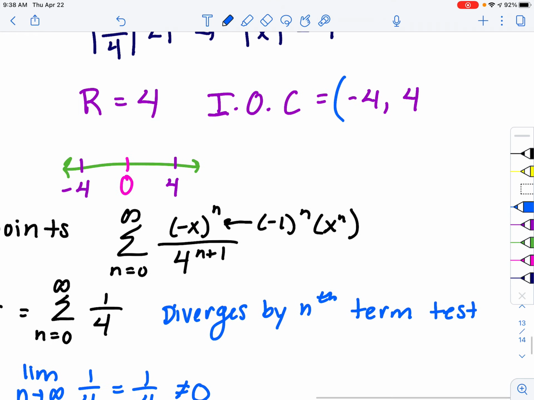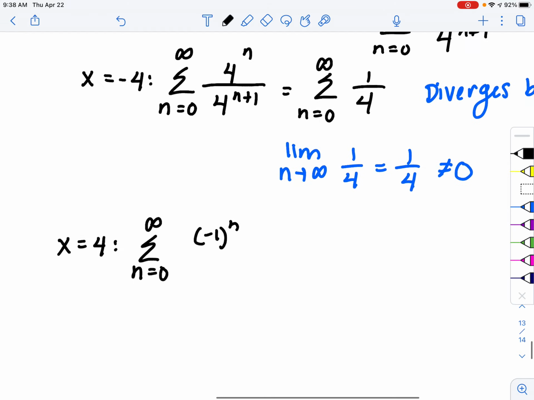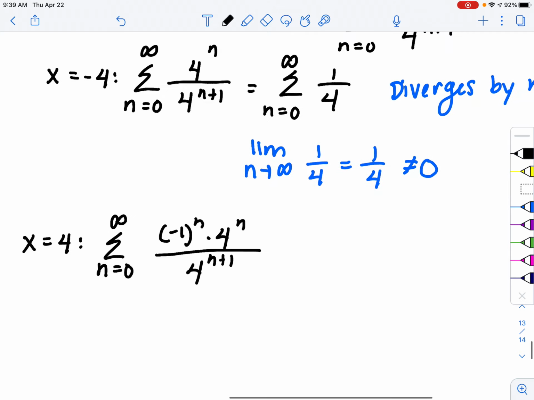Right, so we know on our interval of convergence, we're going to put a parenthesis here. And then we're going to test the other one. So we got to test +4 as well. So if x is +4, we get the sum from n equaling 0 to infinity. And now I'm going to split off that -1 part. Right, so that's going to equal the sum of n equaling 0 to infinity of -1 to the n over 4.